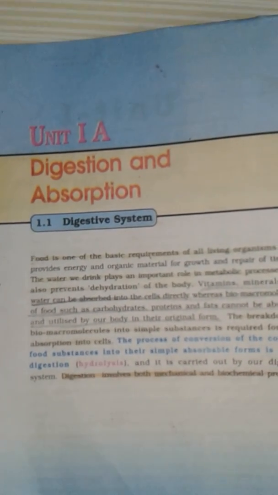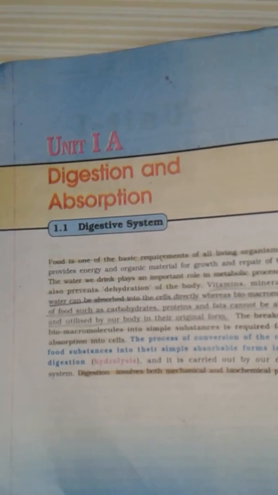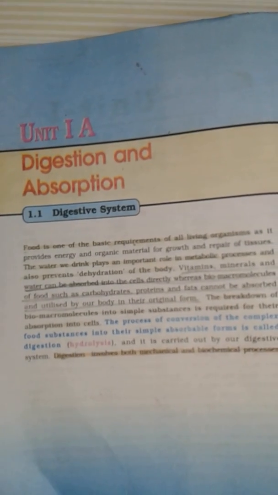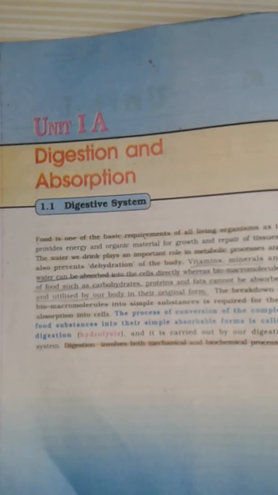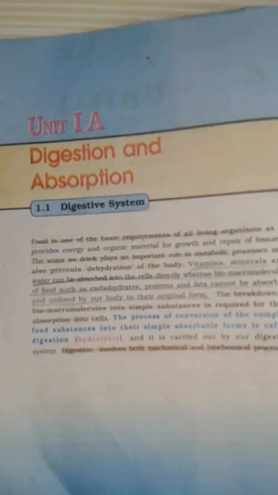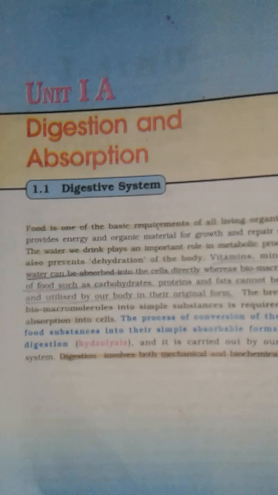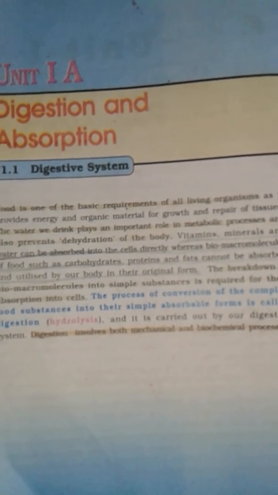Food is one of the basic requirements for all living organisms, as it provides energy and organic materials for growth and repair of tissues. So food plays an important role in our daily life by giving us energy and helping our growth. Not only food, the water we drink plays an important role in metabolic processes and also prevents dehydration of the body. It means that water is performing a major role in the metabolic process, which is preventing dehydration.